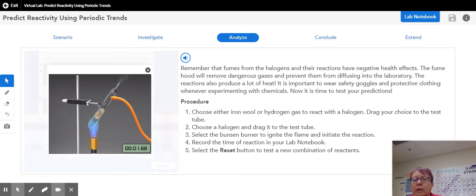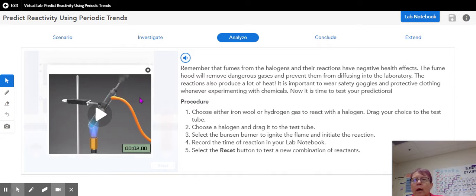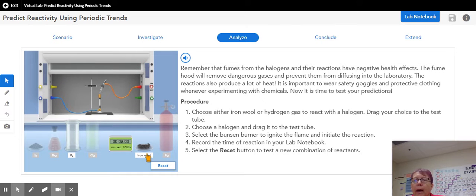Notice that there's a change going on. There's gas being released. And it tells us that it took 2 seconds for that to react. So now I'm going to go back over here into my lab notebook. I just reacted fluorine with iron wool, and that was in seconds. It told us that it took 2 seconds to react. Now we're going to close this window and reset, and then we're going to do it again.